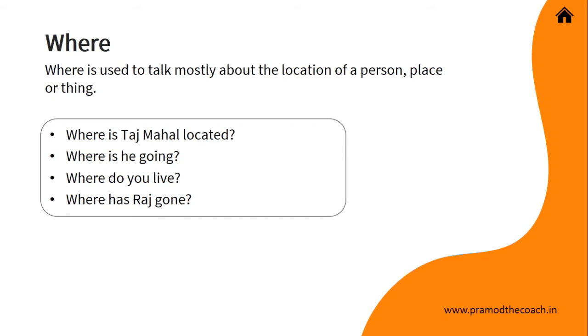Where is the temple? Where is the church? Where is the theater? Where is the district stadium? Where is the swimming pool? Where is the nearest swimming pool? So like this, when you want to ask something about the location of a person or a place or thing, then we use where. Let's look at the third W.